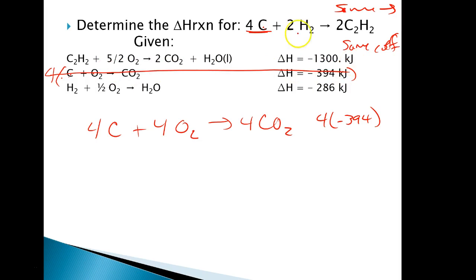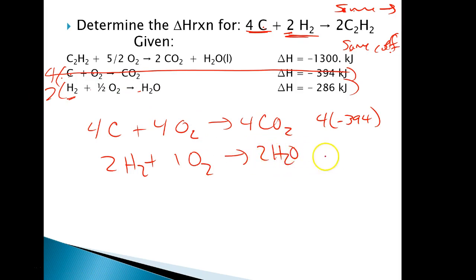All right, next reactant is hydrogen. And I see hydrogen here. So the question is, is it on the same side of the arrow? Yes. Does it have the same coefficient? No. I need to have a coefficient of 2. I'm going to multiply by 2. Everything gets multiplied by 2. 2 hydrogens plus 2 times 1/2. If you need to get a calculator, go ahead, but it is 1 oxygen goes to 2 H2Os and 2 times negative 286. So everything got multiplied, coefficients by 2 and the heat.